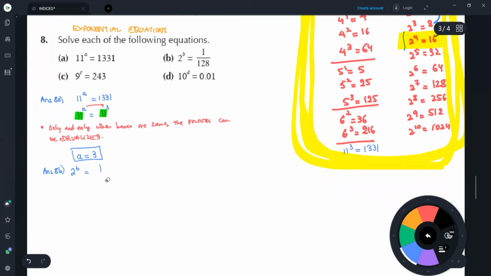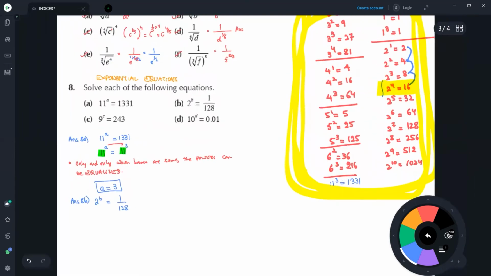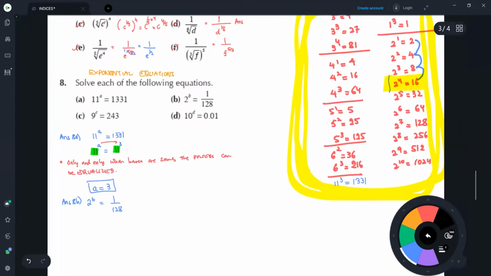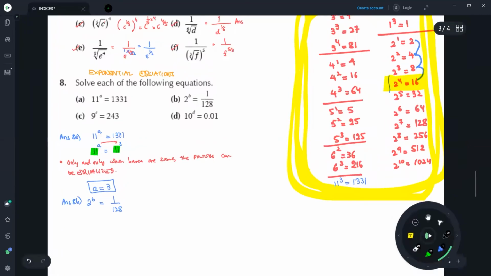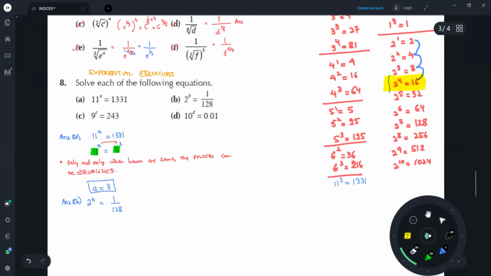2 to the power b is 1 over 128. Yes or no? Yes, sir. Now I want you to go to the right side of your screen and tell me which number raised to what power will give you 128. 2 raised to the power 7. I'll just make a nice box around this.